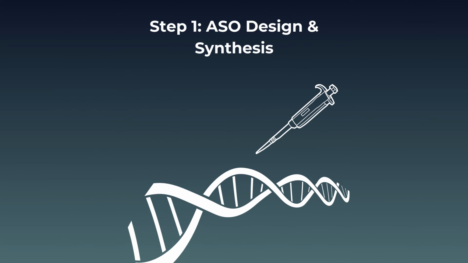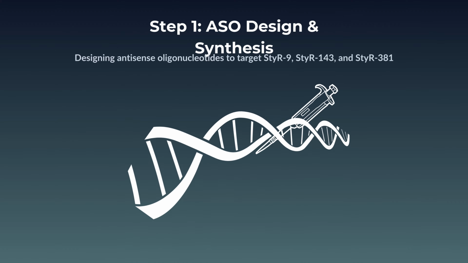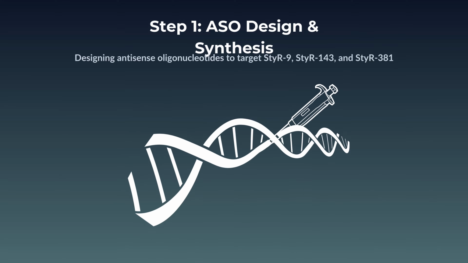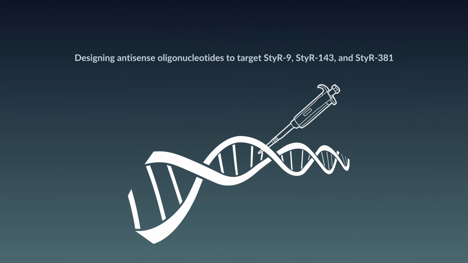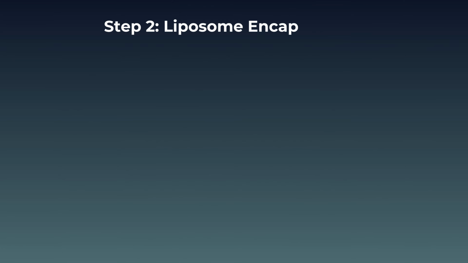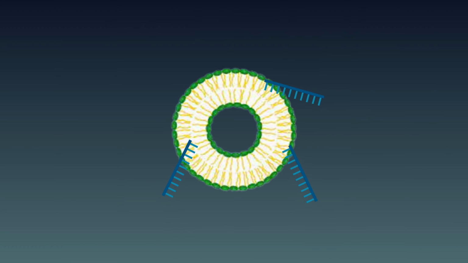To test whether this idea works or not, we first designed and synthesized antisense oligonucleotides targeting the three main ncRNAs. Next, we encapsulated the antisense oligonucleotides in cationic liposomes to improve delivery efficiency and protect them from degradation. These liposomes facilitate uptake into Salmonella Typhi cells, allowing the antisense oligonucleotides to reach their target RNAs.